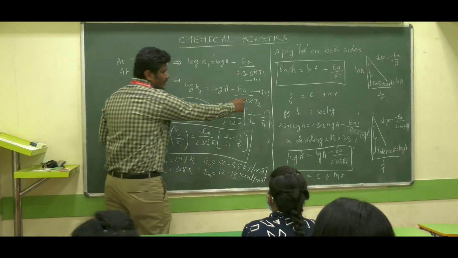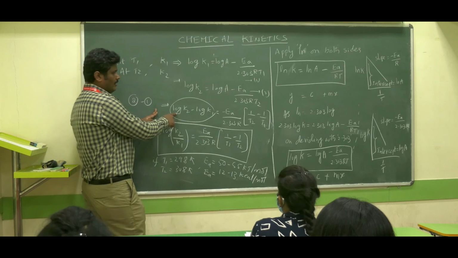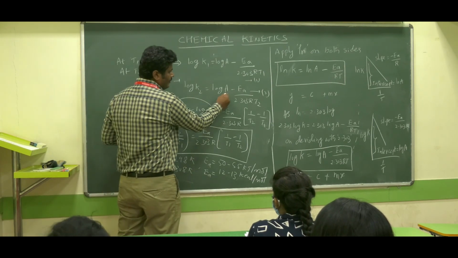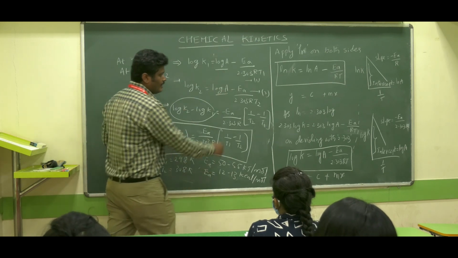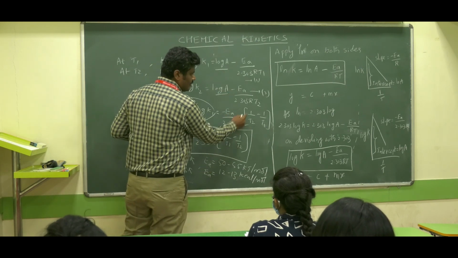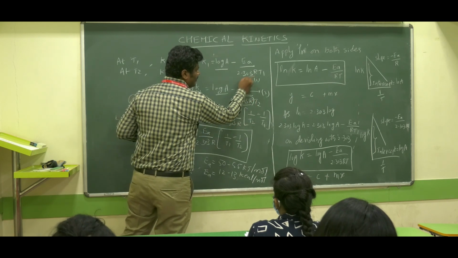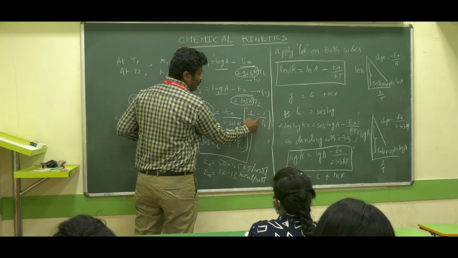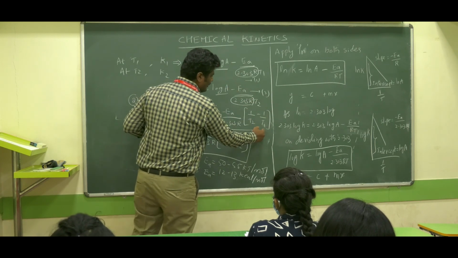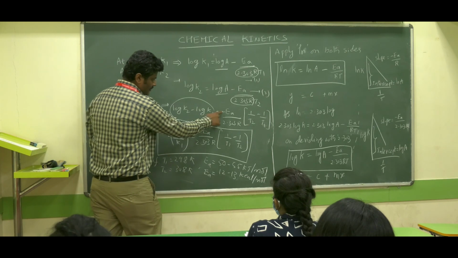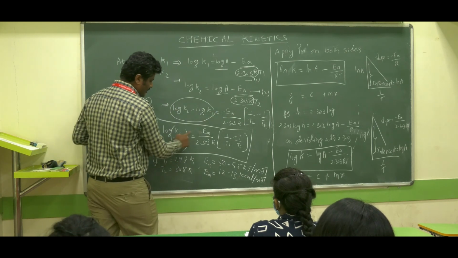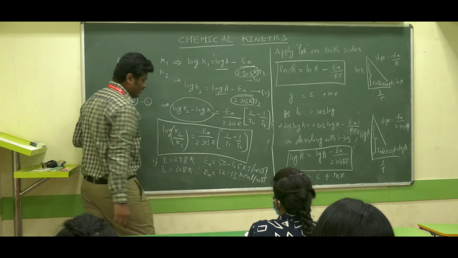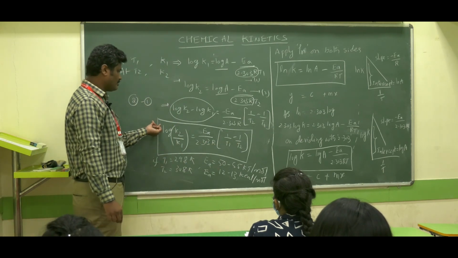If you take equation 2 minus 1, you get log K2 minus log K1, and here log A gets cancelled out. Then minus Ea by 2.303 R is the common factor in both. If you take it out, you get 1 by T2 minus 1 by T1, so with the negative going to that side, log K2 by K1 equals Ea by 2.303 R into 1 by T1 minus 1 by T2. This is the most important equation to solve many of the questions.